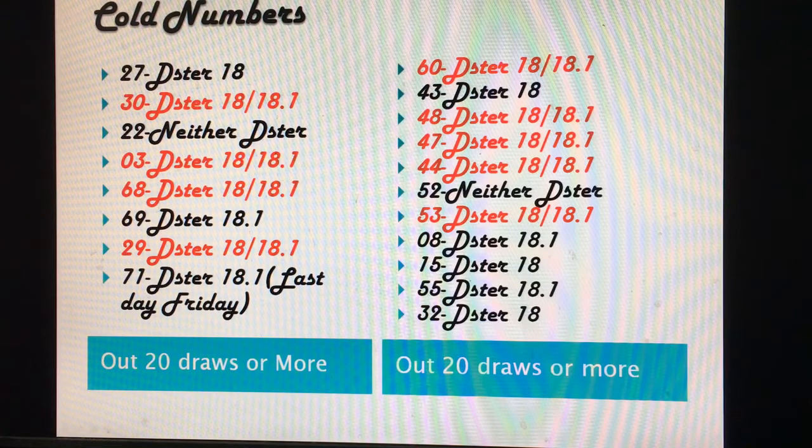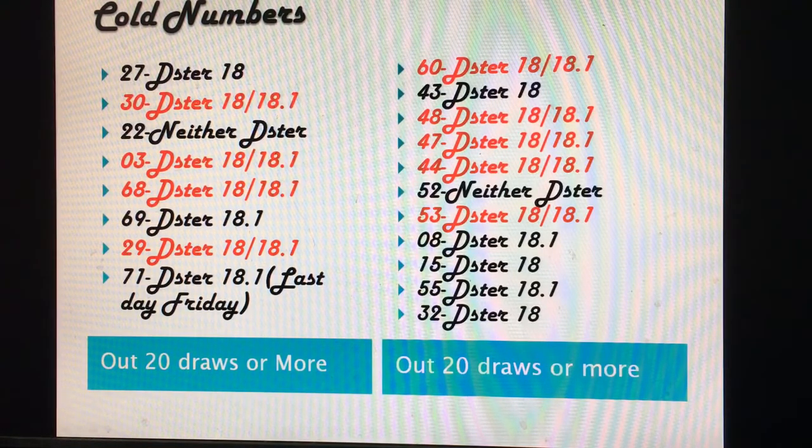60 is on both Deckers. 43 is only on one Decker, Decker 18. 48, 47, and 44 are on both Deckers. And 52 is on neither Decker, so I don't think it's going to come out on Friday's draw. But if you want to play it only on one ticket. And 53 is on both Deckers. 08 is on Decker 18.1. 15 is on Decker 18. And 55 is on Decker 18.1. 32 is also on Decker 18.